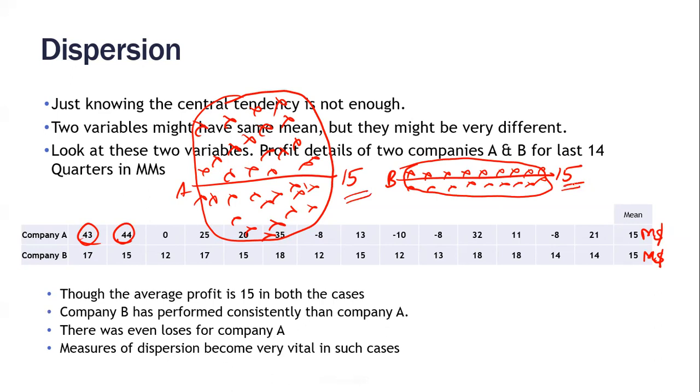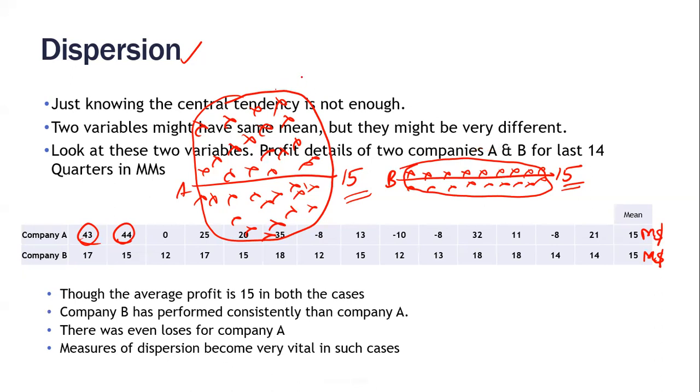To really quantify the spread in the data, there has to be a new measure. That is known as a measure of dispersion. Dispersion means spread. What is the spread in A? Higher spread. What is the spread in B? Lower spread. Lower dispersion in B, higher dispersion in A.